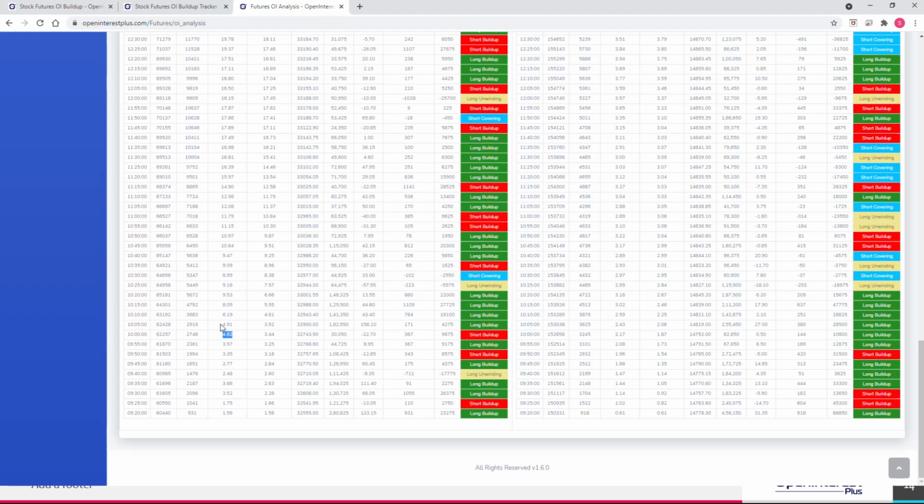Then we had 4.62, then 4.9, 6.9. So now you can see that the momentum is slowly picking up. The aggressiveness of the momentum is picking up.